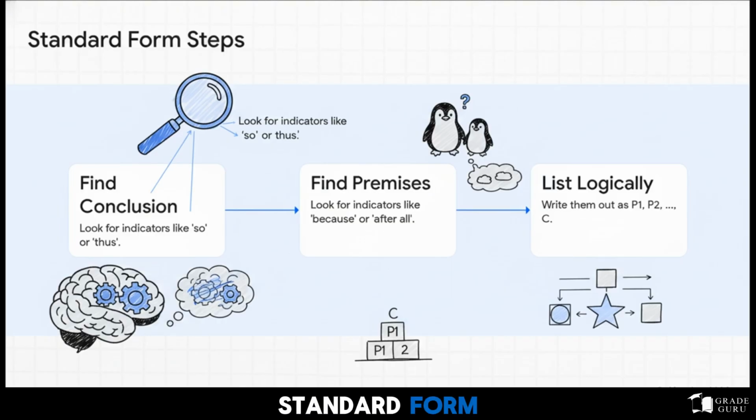So when you put it in standard form, it looks neat and tidy. P1, all penguins cannot fly. P2, Lena is a penguin. And conclusion, therefore Lena cannot fly. See how much clearer that is?